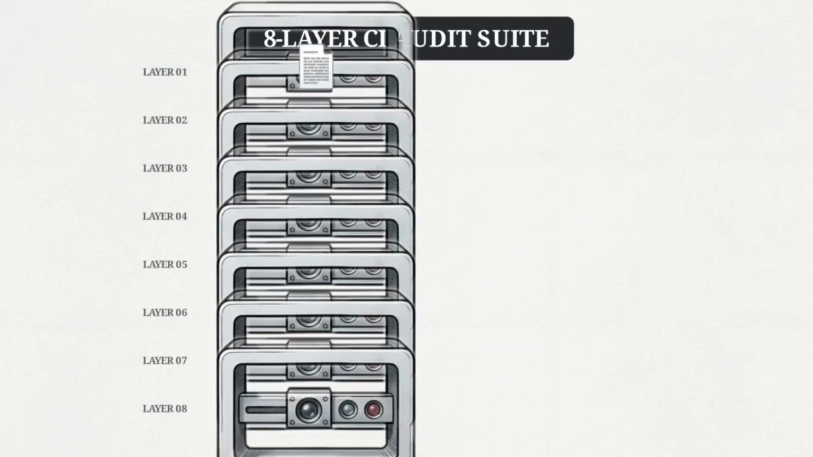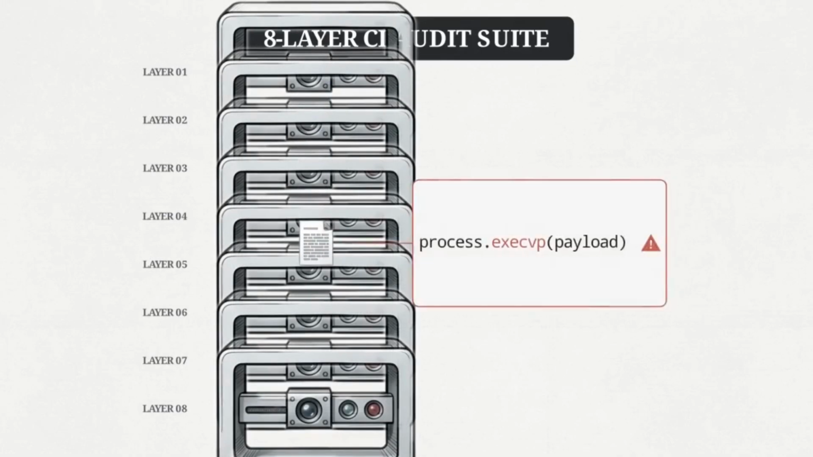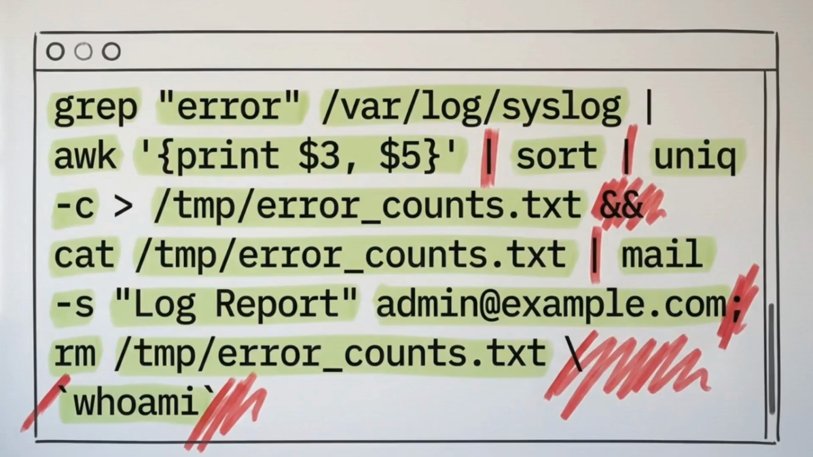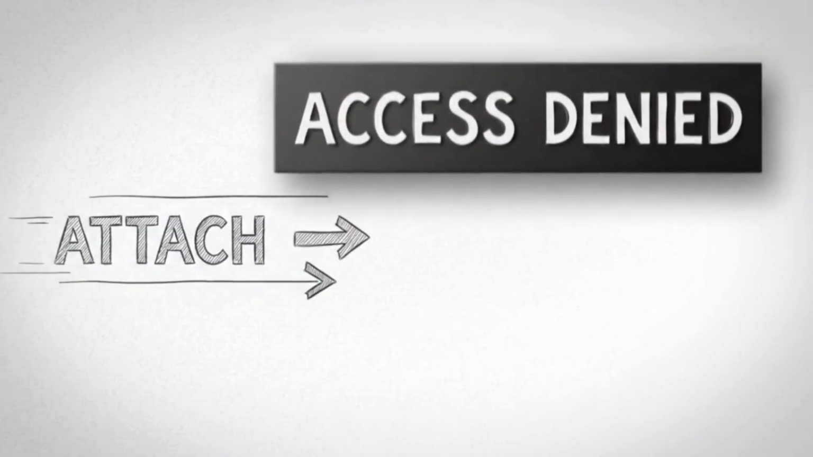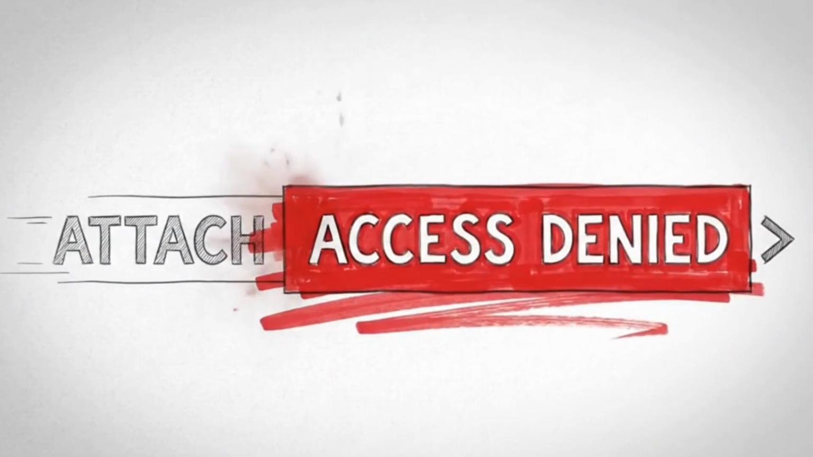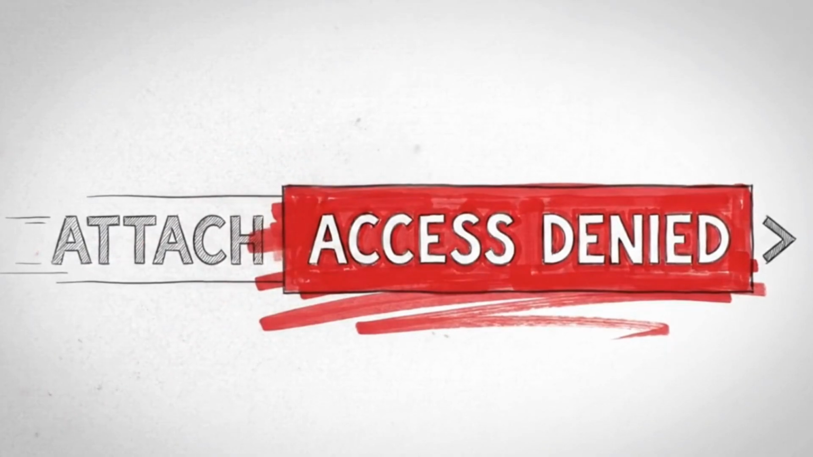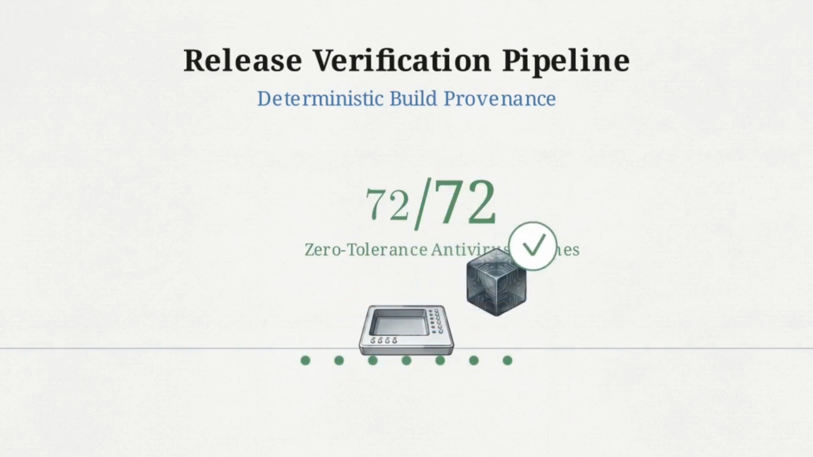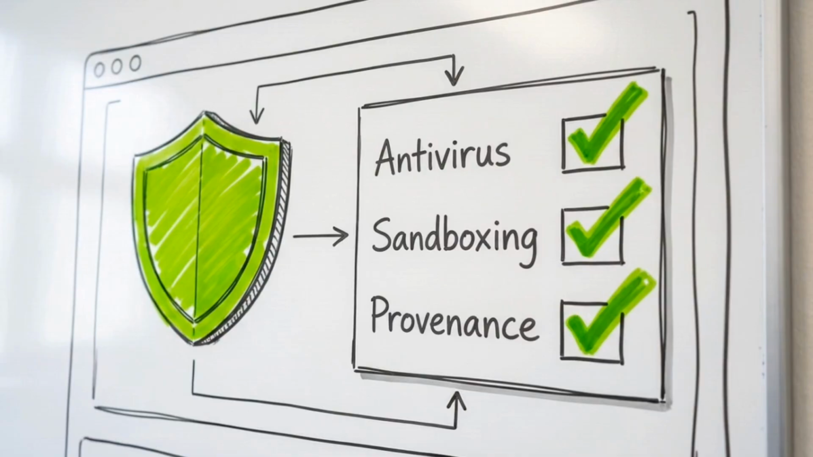Before deployment, an 8-layer CI audit suite scans the source code, flagging dangerous C library calls and hunting for embedded base64 payloads. At runtime, the system enforces strict sandboxing, stripping meta characters from shell arguments to physically block injection attacks. At the database level, SQLite authorizer callbacks actively intercept and block malicious attach or detach statements before they reach the engine. Finally, the release pipeline mandates deterministic build provenance, forcing the binary through more than 70 distinct antivirus engines before publication.